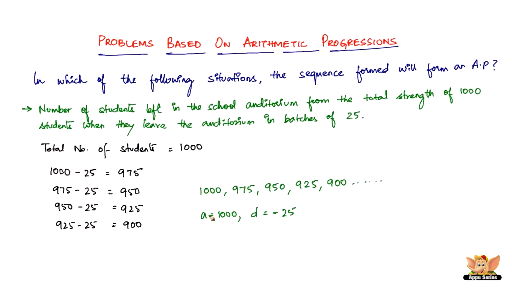That's a constant. So as long as this d is constant throughout, the given situation is definitely in arithmetic progression. The students are leaving such that the sequence in which they've left is definitely an arithmetic progression. So the sequence formed as a result of this situation will definitely form an arithmetic progression. Let us quickly look at another situation and see if that is also going to form an arithmetic progression or not.